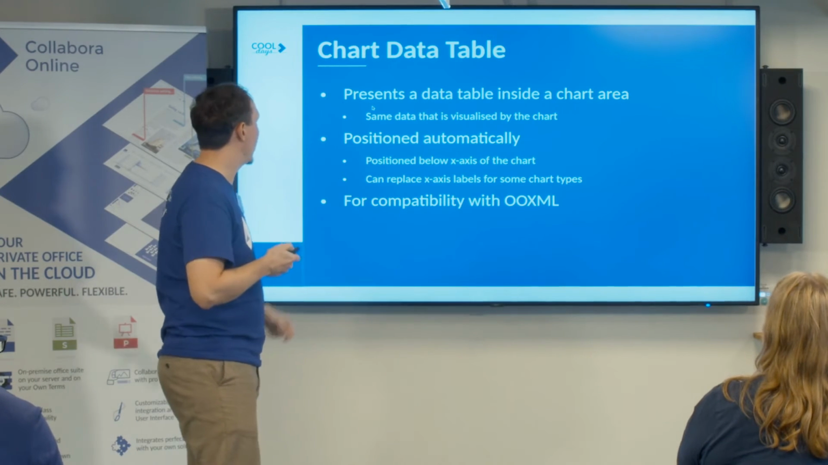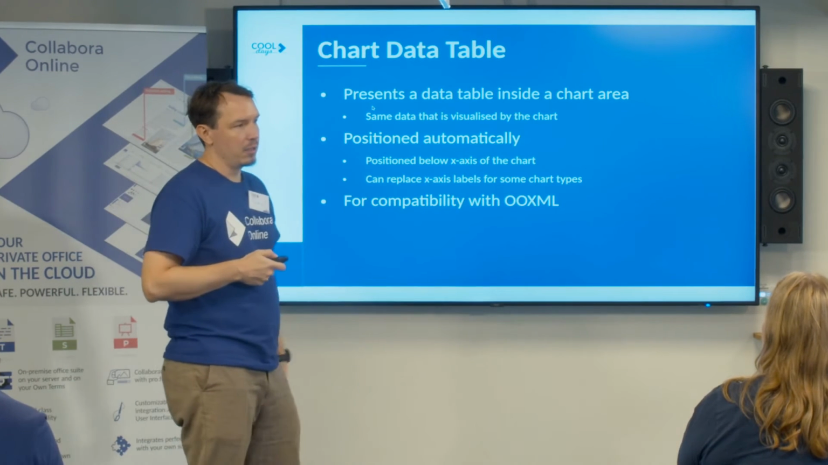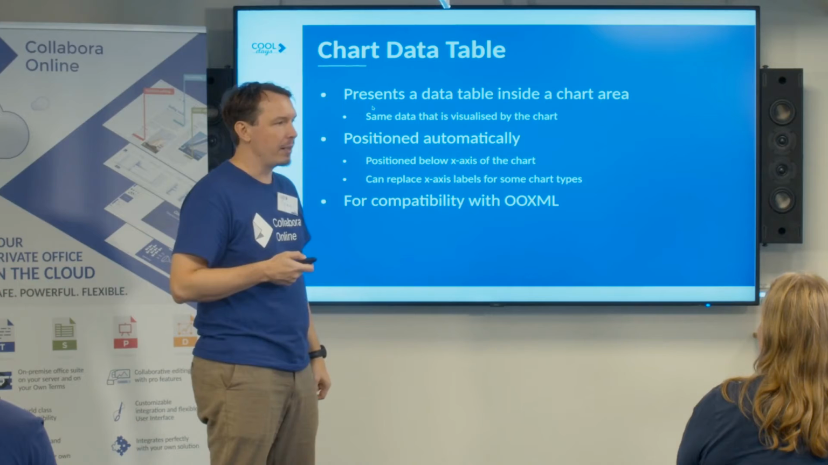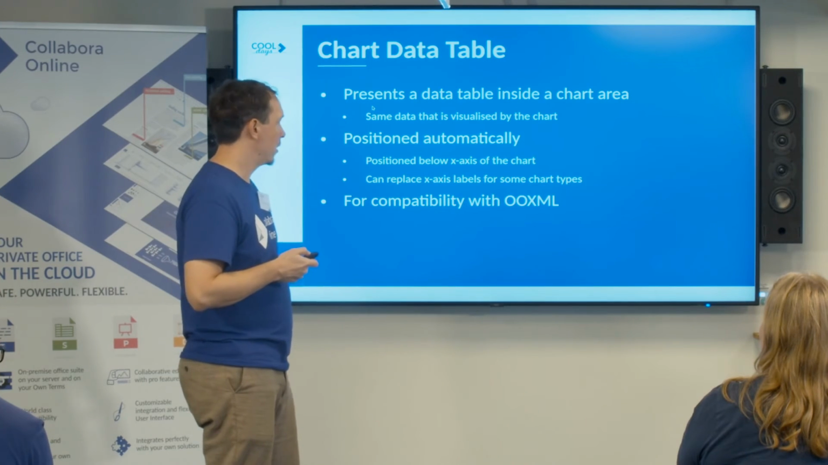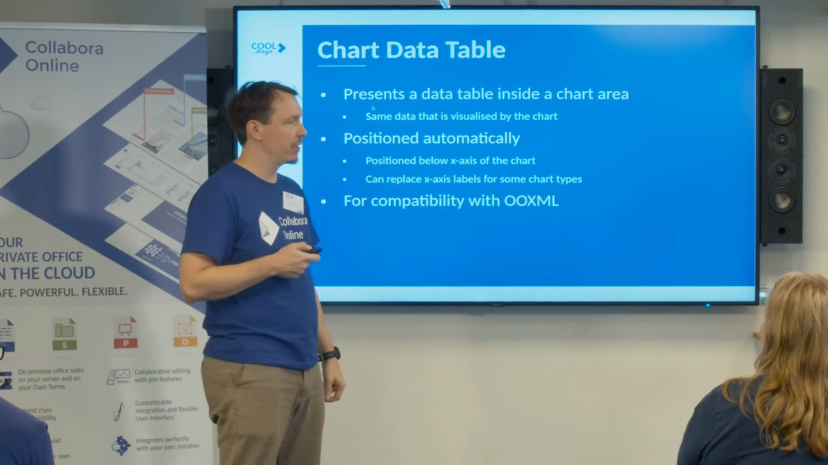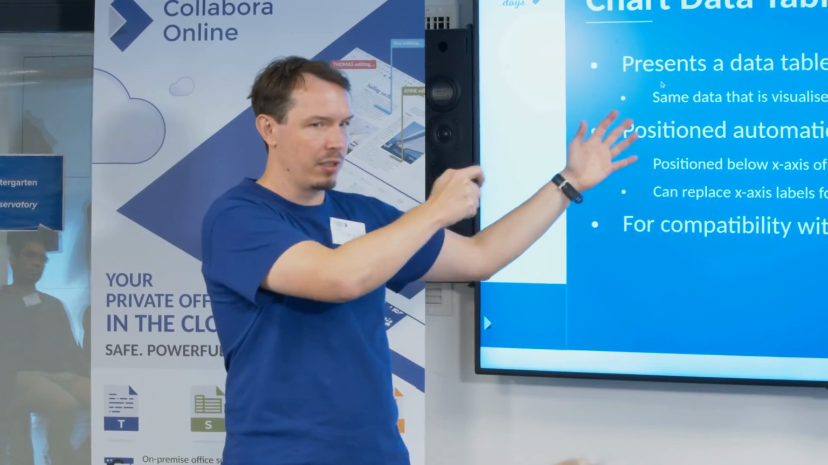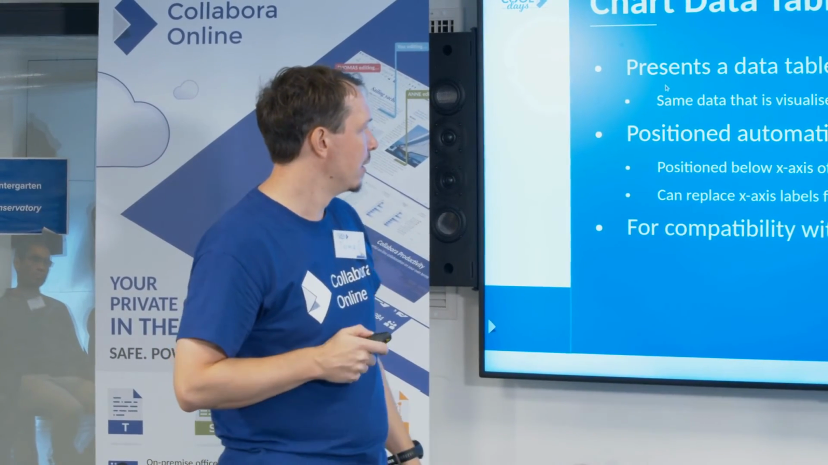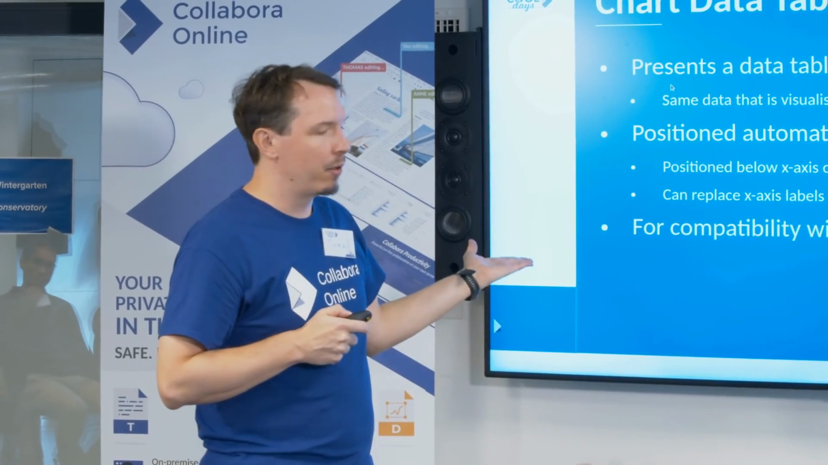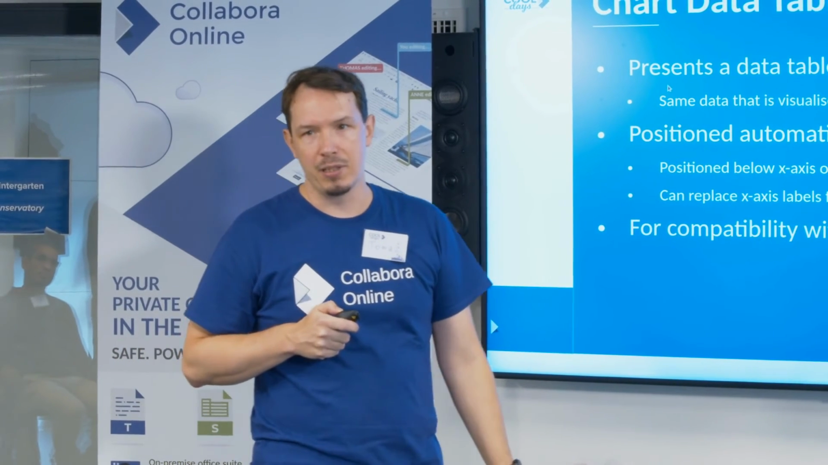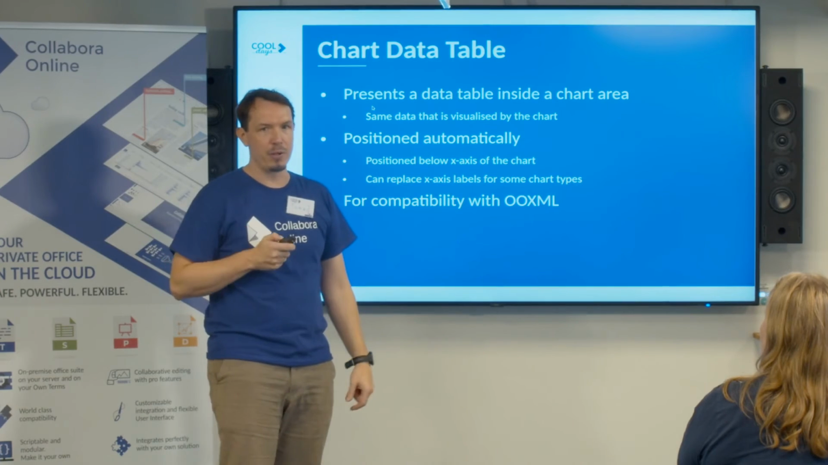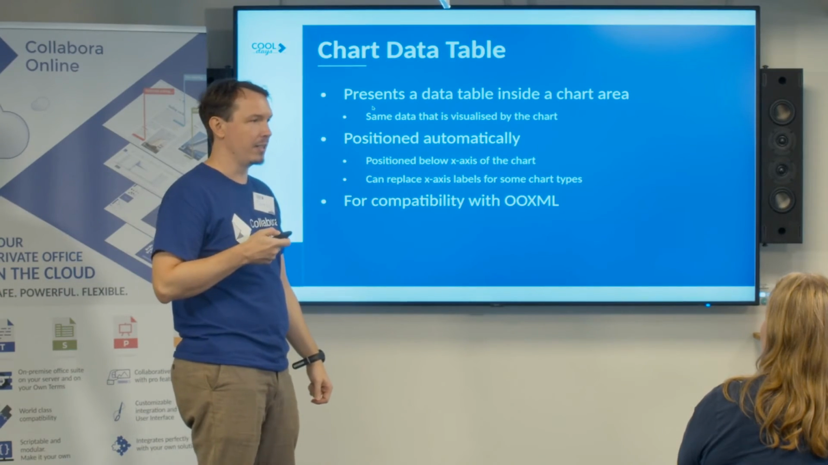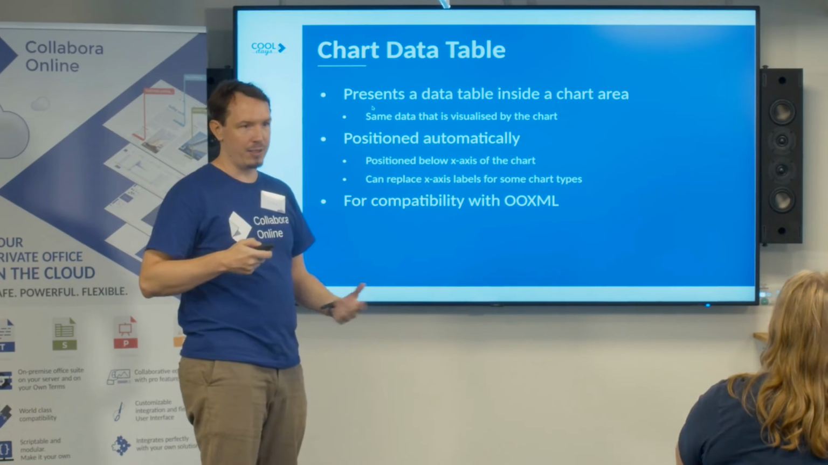The data table is automatically positioned at the x-axis, so you cannot choose to move it into another place. It's always on the x-axis. And this is mainly for compatibility with OOXML. Microsoft formats have this implemented, and it's very useful.